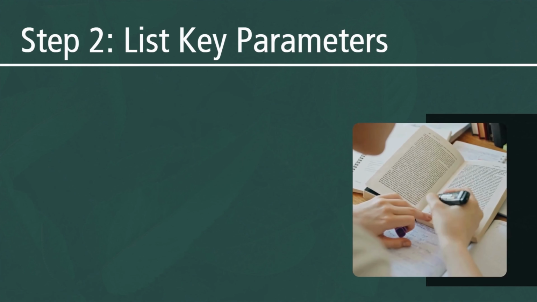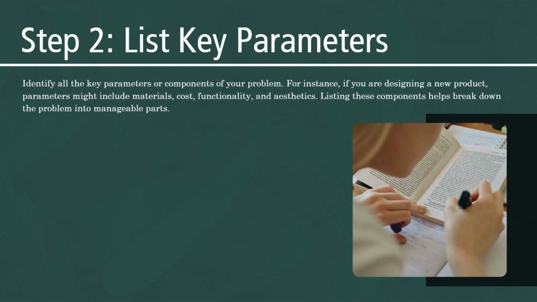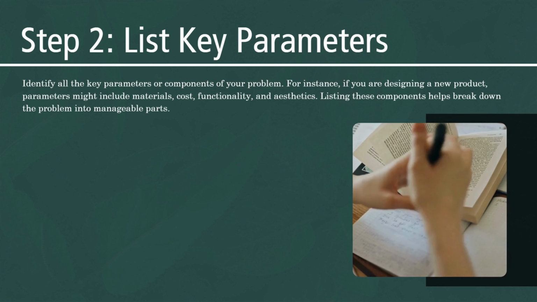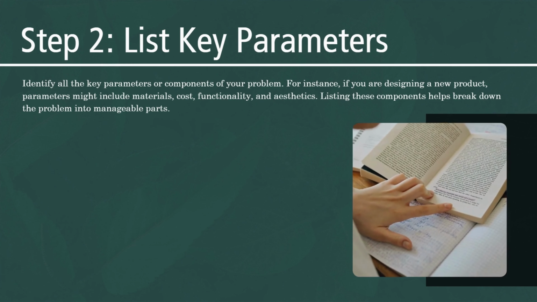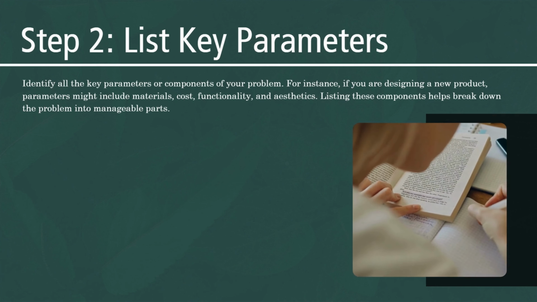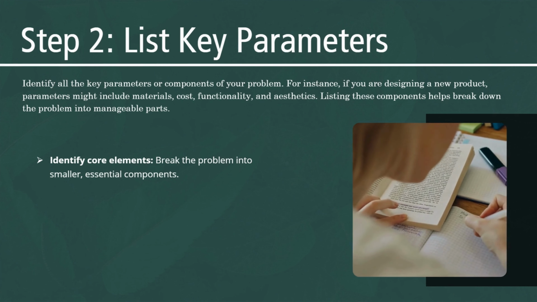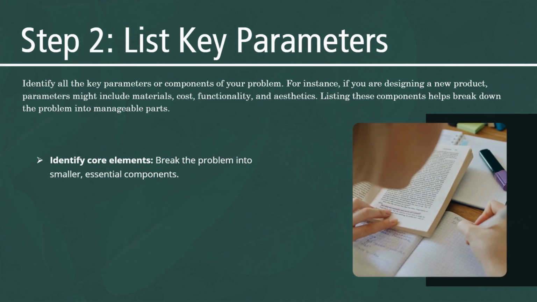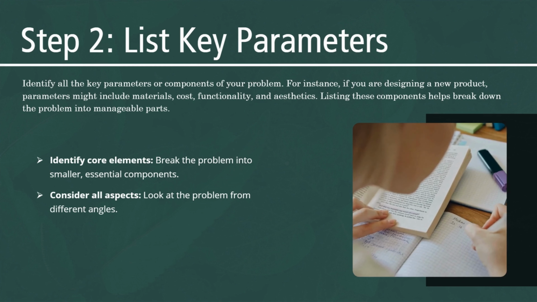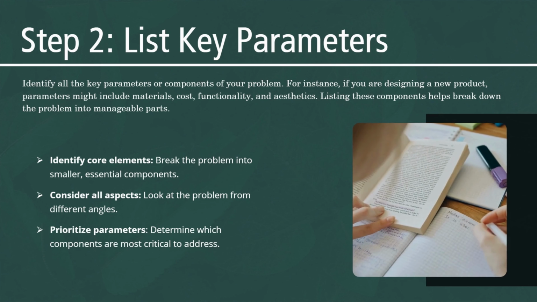Step 2. List key parameters. Identify all the key parameters or components of your problem. For instance, if you are designing a new product, parameters might include materials, cost, functionality, and aesthetics. Listing these components helps break down the problem into manageable parts. Identify core elements. Break the problem into smaller essential components. Consider all aspects. Look at the problem from different angles. Prioritize parameters. Determine which components are most critical to address.